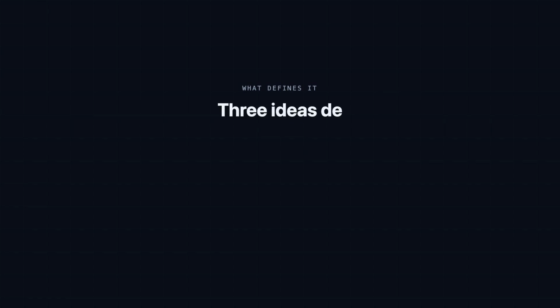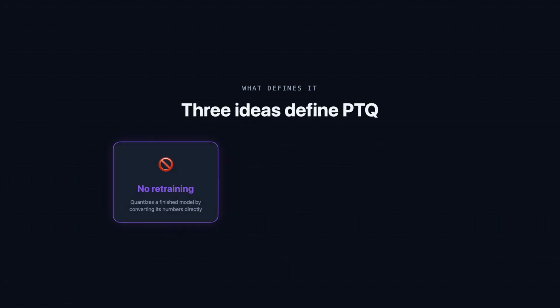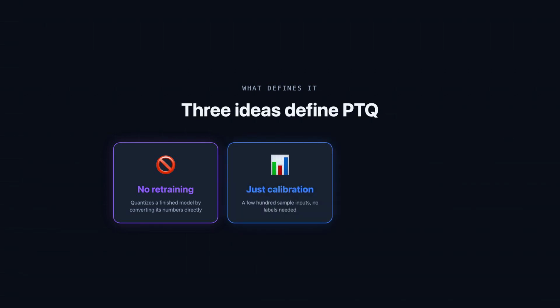Strip it down, and 3 ideas capture what PTQ really is. It quantizes a trained model with no retraining at all. You take a finished network and convert its numbers directly, which is exactly why it is the very first thing most people reach for. It needs only a little calibration data, often just a few hundred sample inputs, and no labels. That tiny requirement is what lets you compress a downloaded model on ordinary hardware in minutes.